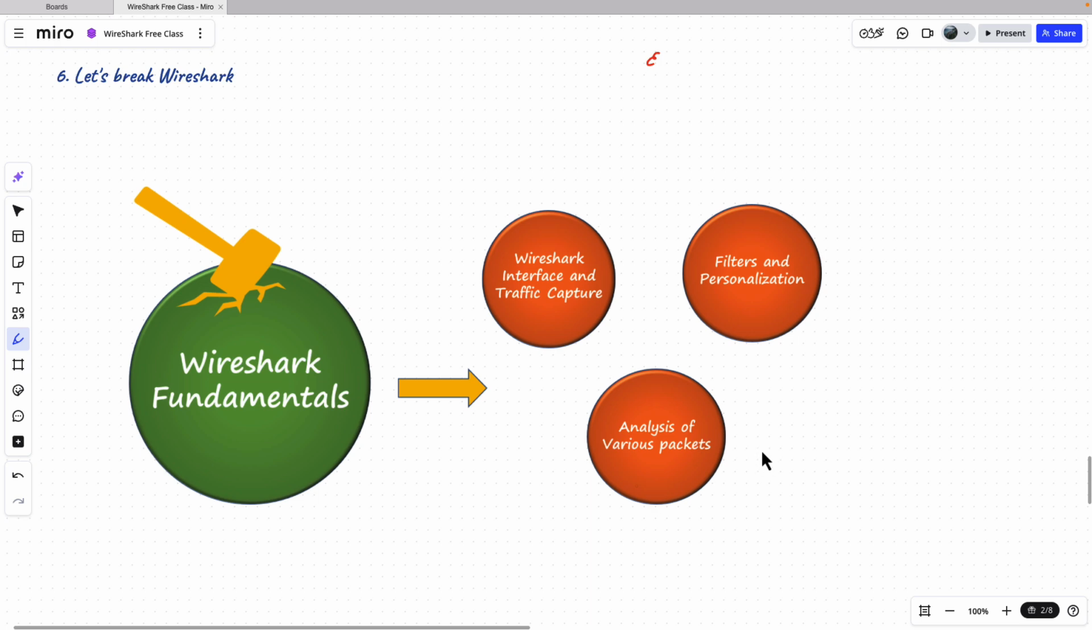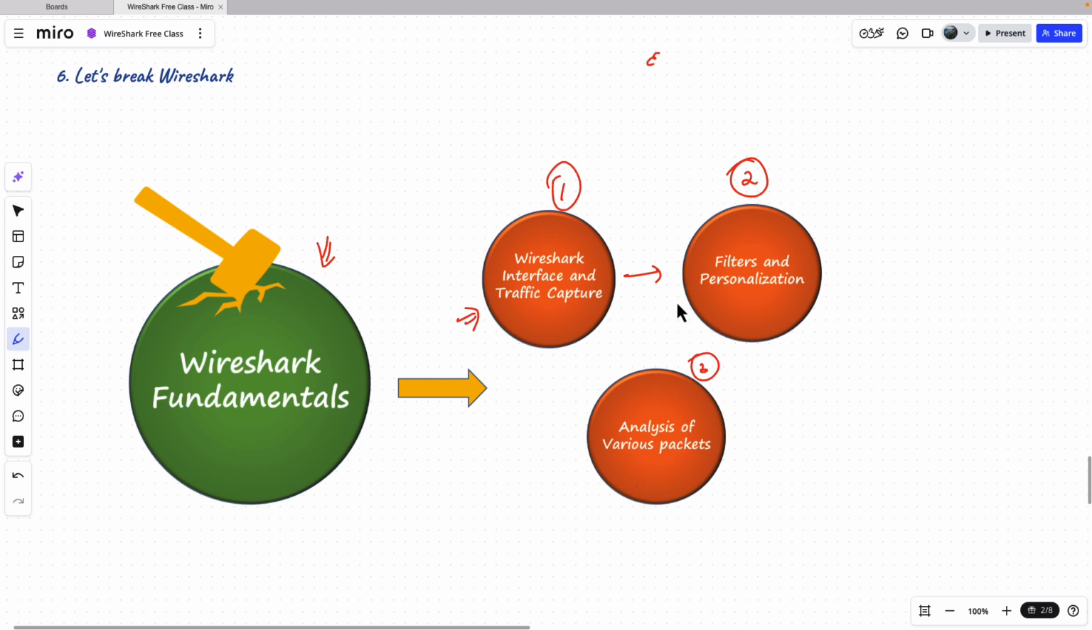This is what we are going to do. If I break down Wireshark fundamentals, it is going to give me these three things: 1, 2, and 3. First, we will try to understand the Wireshark UI, and we will try to understand how to capture the traffic, what is the meaning of promiscuous mode, and so many things which we will be understanding.